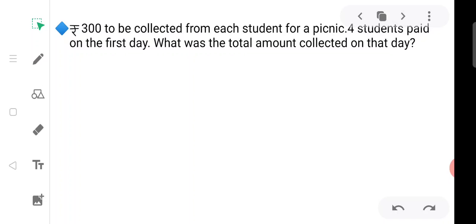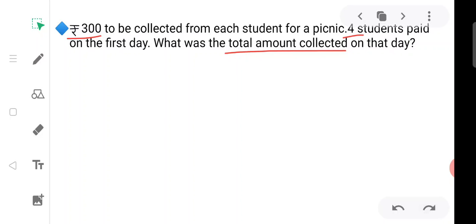See here, rupees 300 are to be collected from each student for a picnic. 4 students paid on the first day. What was the total amount collected on that day? How many rupees were collected from one student? 300 rupees. And on the first day, how many students paid? 4 students. What we have to find? We have to find the total amount collected on the first day.